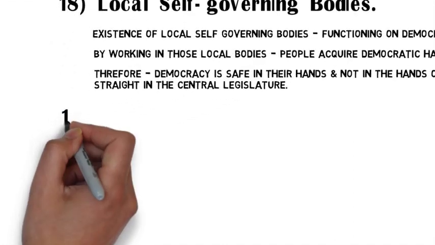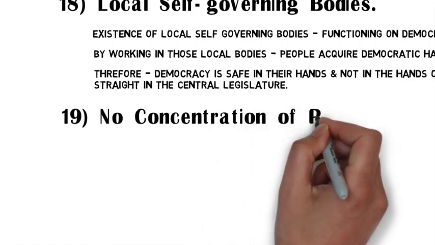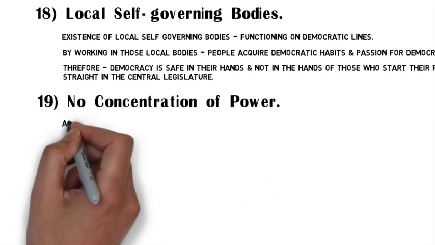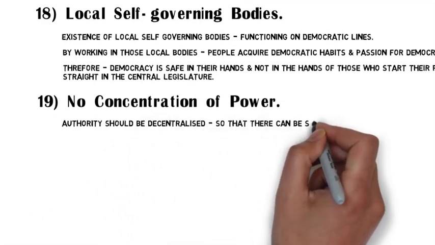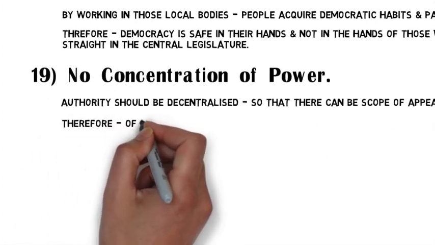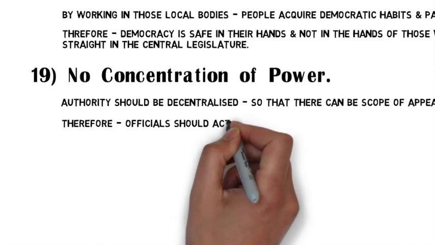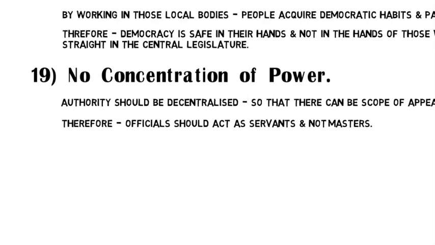Moving on to point number 19, no concentration of power. Very true. Democracy works well if there is no concentration of power. Authority should be decentralized so that there can be a scope for appeal, and therefore officials should act as a servant and not masters. Now this is very very important, that in democracy you cannot concentrate power at one point, and if at all you have a power concentration at one point, that will never solve the problem of the people. Democracy believes in decentralization.